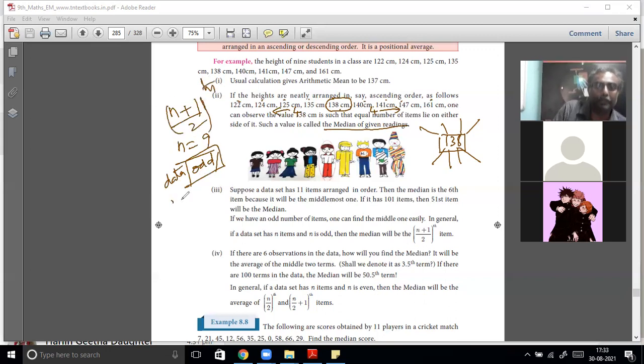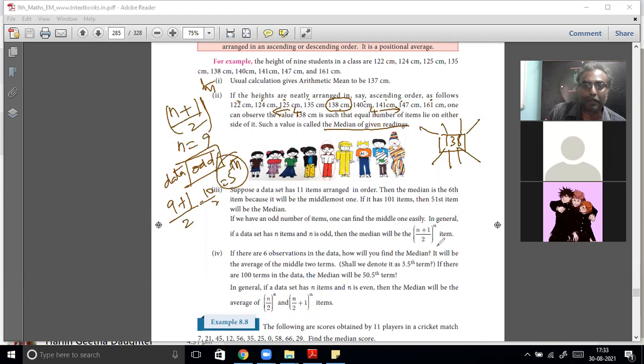That means 9 plus 1 by 2, so 10 by 2. That is equal to the 5th value. If there is an odd number of data, all you have to do is find the (n plus 1) by 2th value, and it will give you the median.